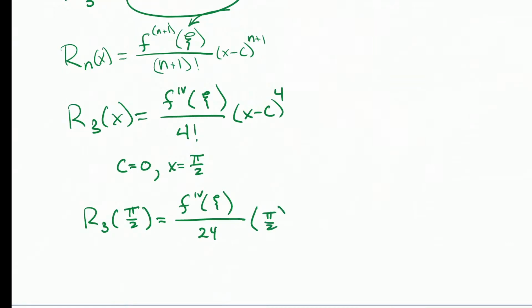Pi over 2 to the fourth. Okay, so this thing is centered at 0. The x, this is the thing that I'm trying to approximate, is sine of pi over 2. Now, here's the deal with this term up here. What you're going to do is take that and write it over here. Let's see. Yes?